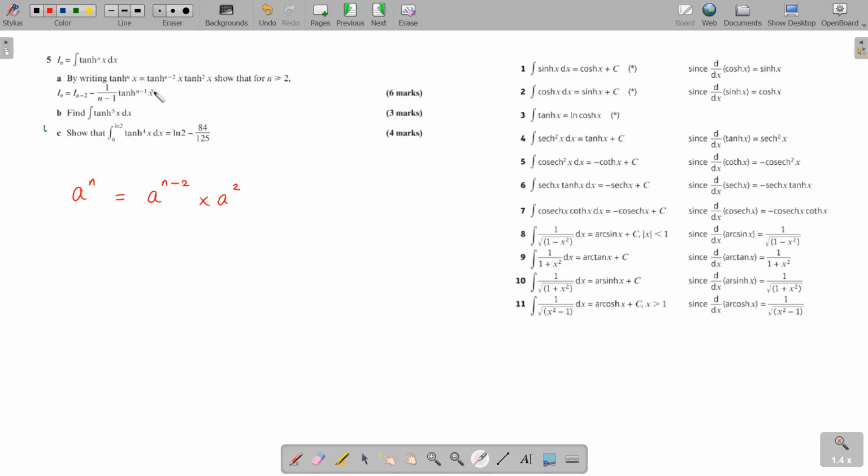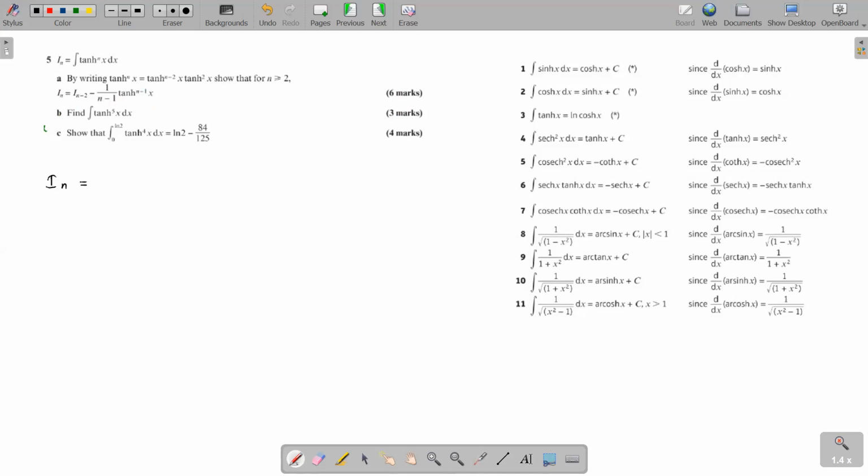Do you understand? Okay, so then they ask you to use this formula and show that for n values greater than or equal to 2, you get In equals tan to the power n minus 1 x over n minus 1 minus I n minus 2. Okay, we get something like this. Shall we work on it? It's 6 marks. So first things first, let's write down our equation.